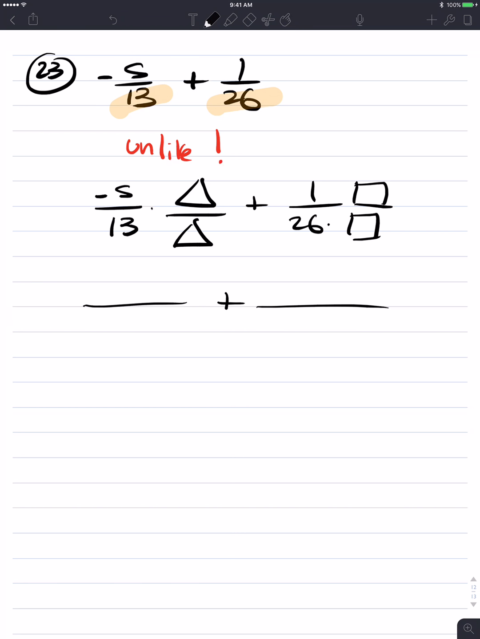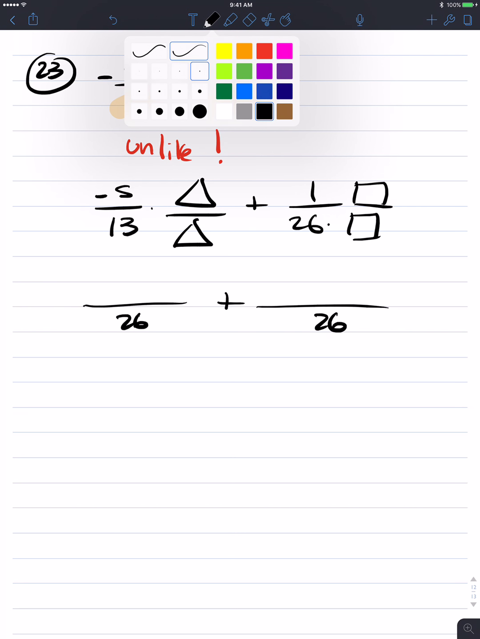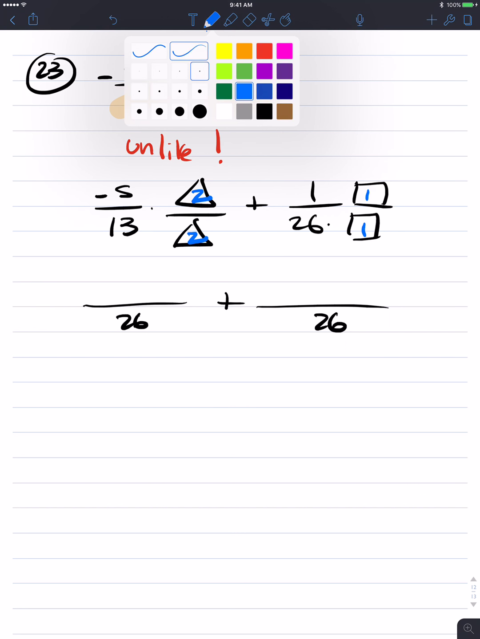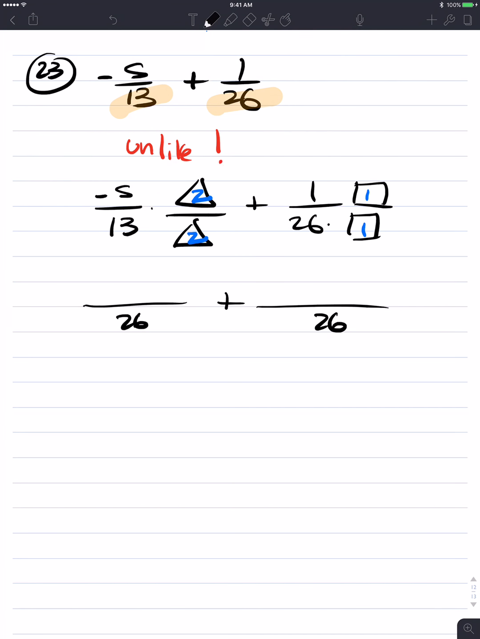My LCM of 13 and 26 is 26. We're now going to have to check. 13 times 2 gives us 26, so there's a 2 on top and a 2 on bottom. Similarly, 26 times 1 is 26, so there's a 1 on top and a 1 on bottom. Negative 5 times 2 is negative 10. 1 times 1 is 1. Negative 10 plus 1 over 26. I get a negative 9 over 26.